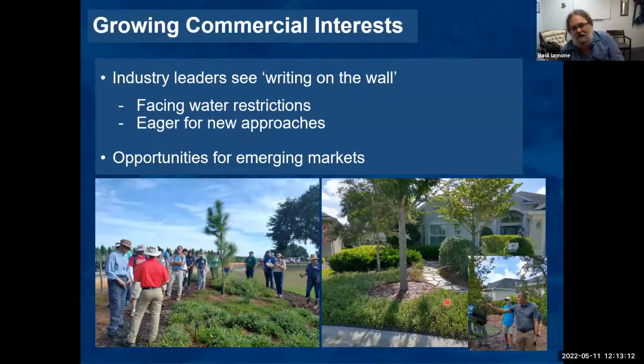There's also a growing commercial interest from people, and this is important. Industry leaders are starting to see the writing on the wall that we need to do things a little differently, and it's largely due to water restrictions. Okay, they're eager for new approaches. Land developers that we're connecting with are saying, we're not getting the water permits we need to build the homes we want. What can we do differently?